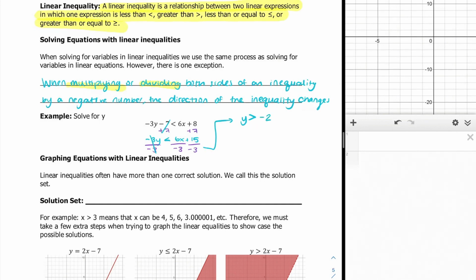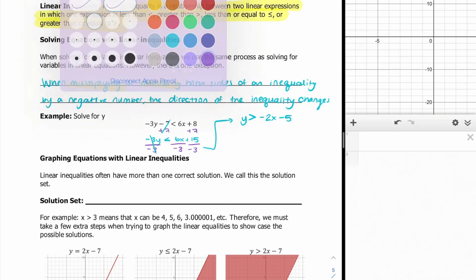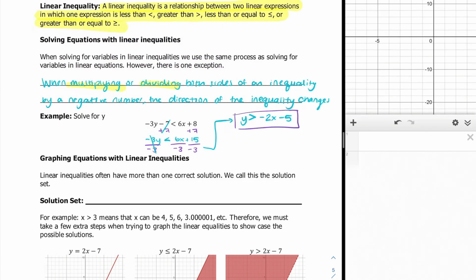And then we are left with 6x divided by -3, which is -2x. And positive 15 divided by -3, which is -5. So our final answer, or final isolation for y here, is y is greater than -2x minus 5. So notice that is the change in direction of the inequality because we divided both sides by a negative number.